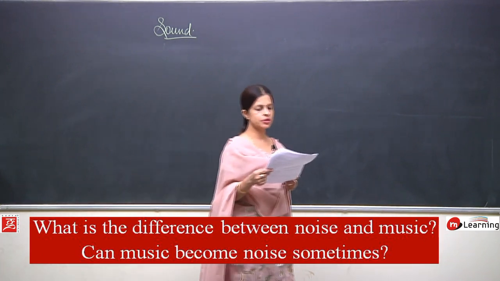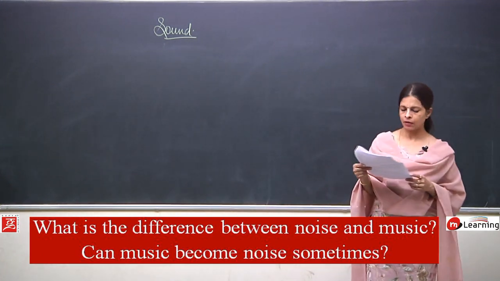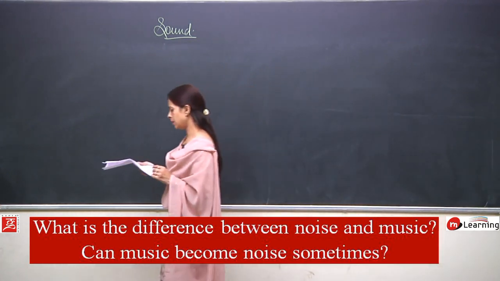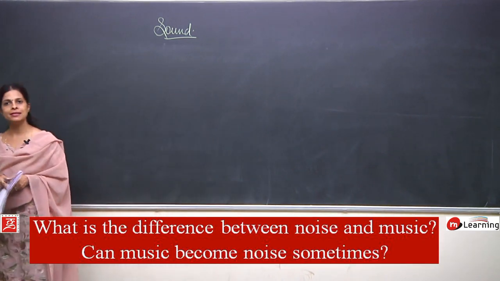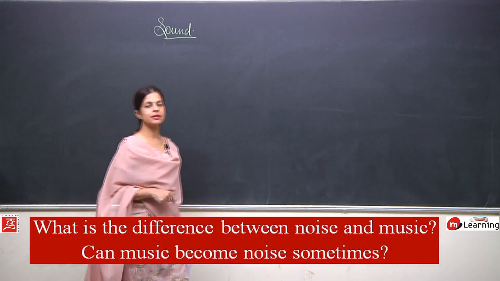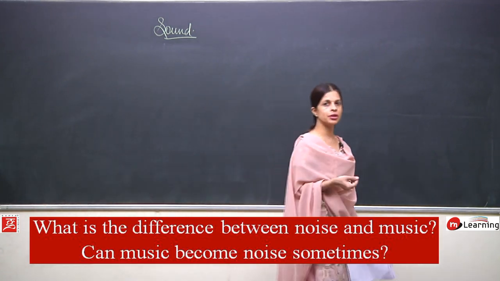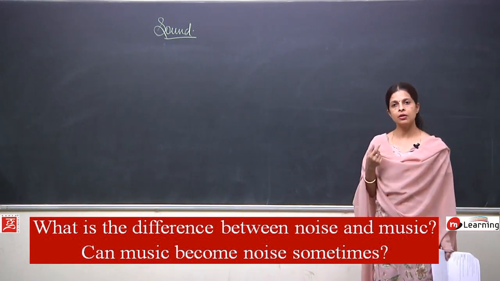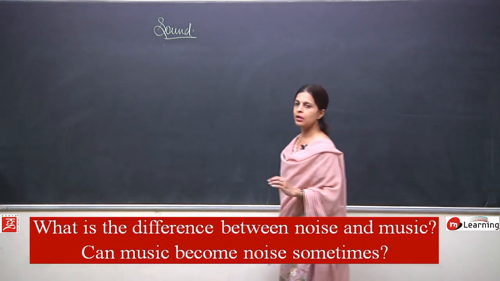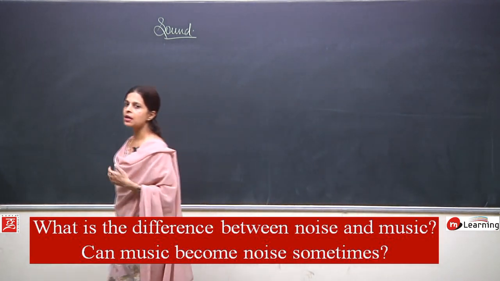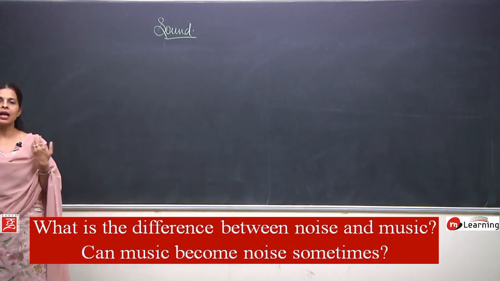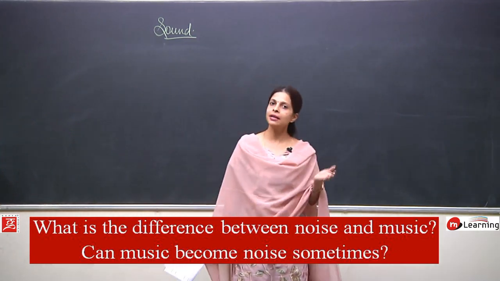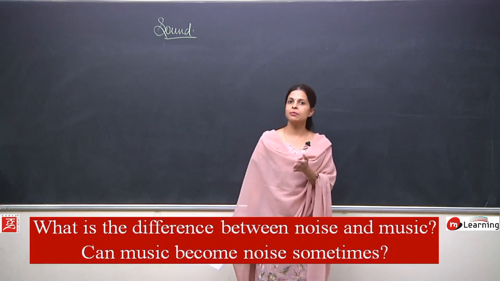Now let's talk about the next question, children. Next question is question number 8. What is the difference between noise and music? And another part is also there: can music become noise sometimes? We discussed this in one of the earlier questions. A noise is one which does not follow any kind of rules, that means the vibrations are not regular, and it also depends from person to person. I'm now answering the second part, can music sometimes be noise.